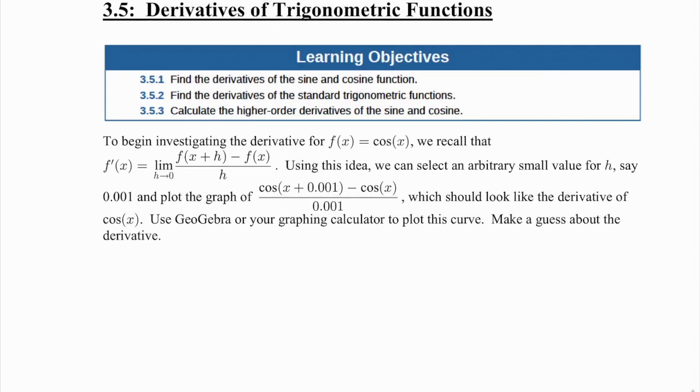In section 3.5, we'll talk about finding the derivatives for the trigonometric functions. So we'll start with derivatives for sine and cosine, and then we'll move on to secant and cosecant and tangent and cotangent. And then we'll talk about higher order derivatives and look for patterns with the derivatives for sine and cosine.